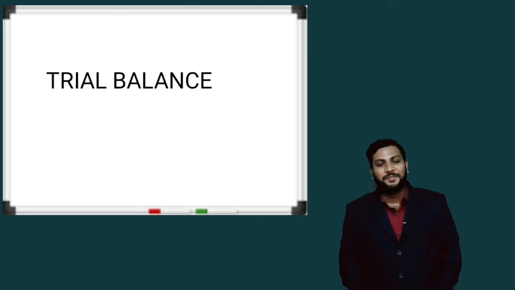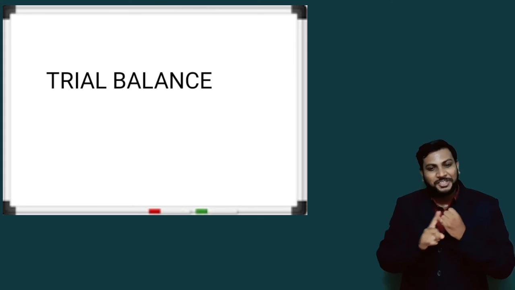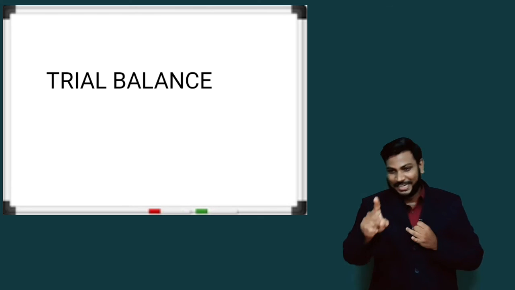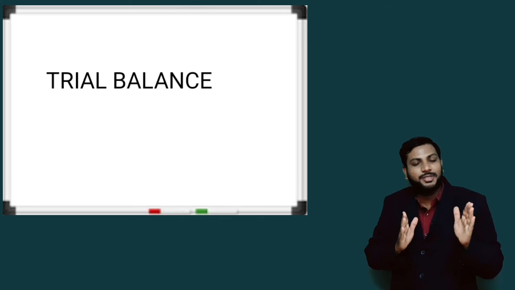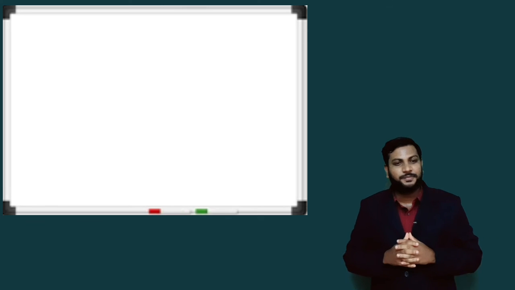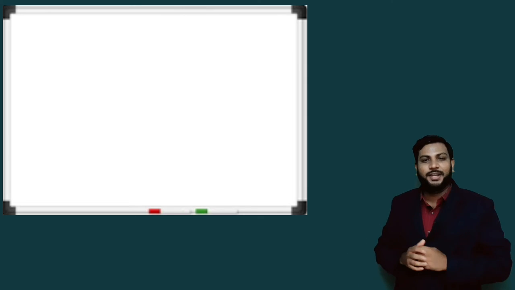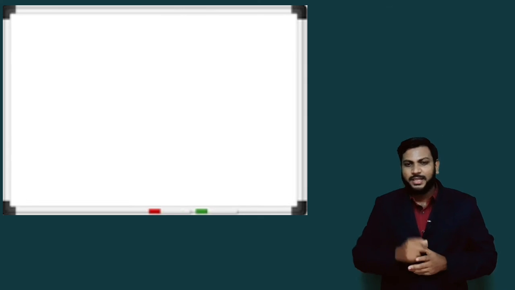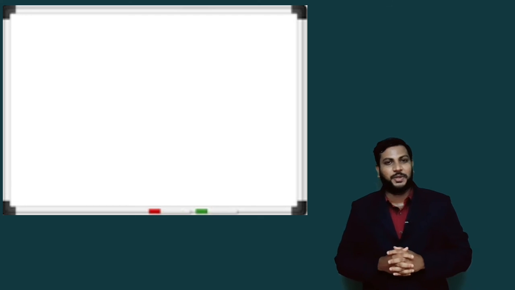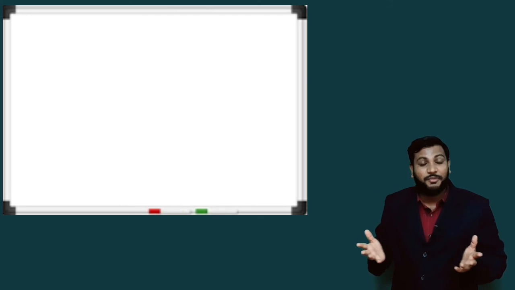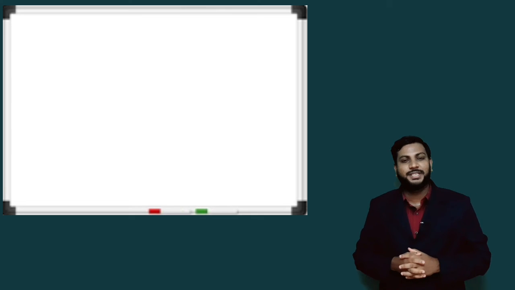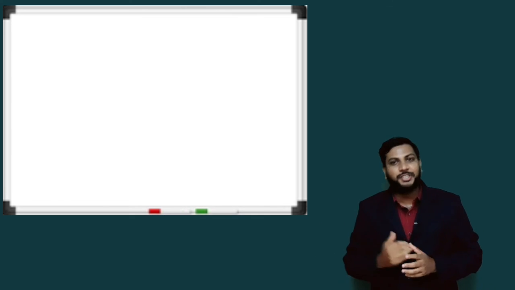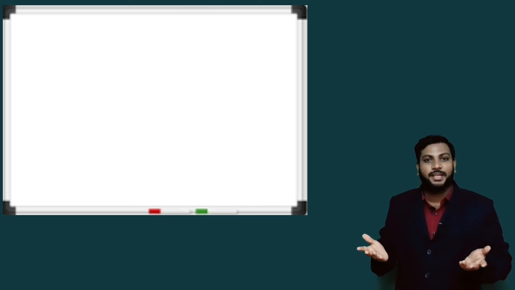Okay, now tell me, what is the first function of accounting? Recording. Then you tell me, which book we are using for the recording function? Journal. Very good. Then second function of accounting? Classification. Very good. Which book we are using? Ledger. Nice. Then come to the third function. What is the third one? Summarizing.